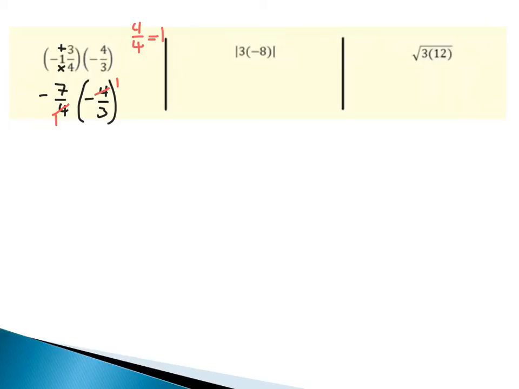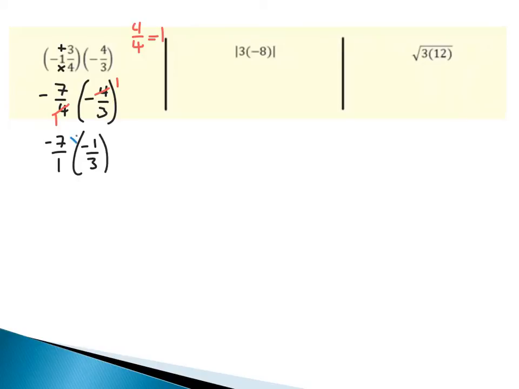Once we have that simplified, now it's just simple multiplication. What we have to be careful for here is that notice that we have the same sign. We have a negative here, negative here. Again, I'm going to apply the negative to the numerators. So let me just rewrite this. This is going to be like negative 7 over 1 times negative 1 over 3. You don't have to rewrite that, but I just want to make sure you can see it.